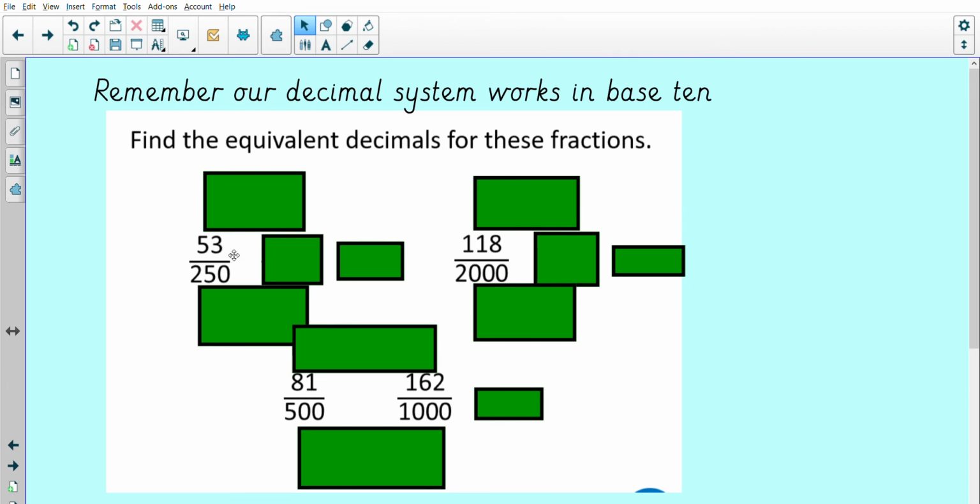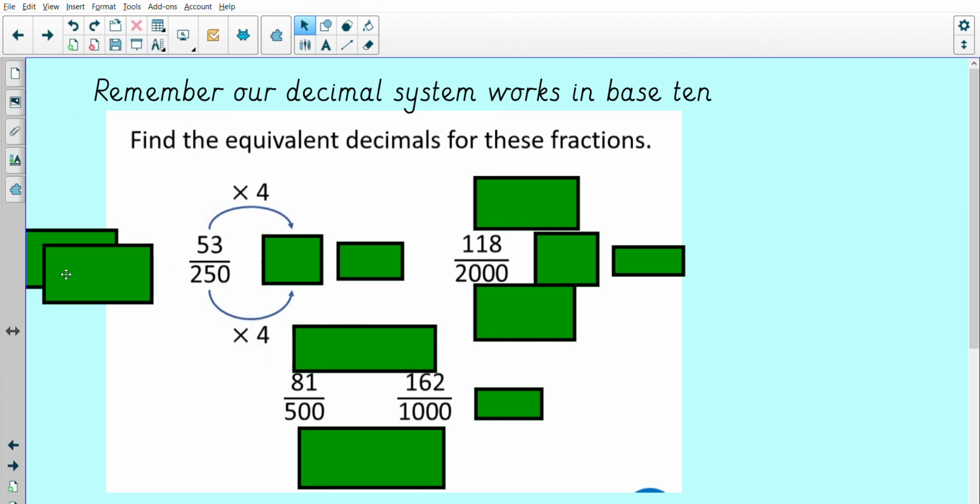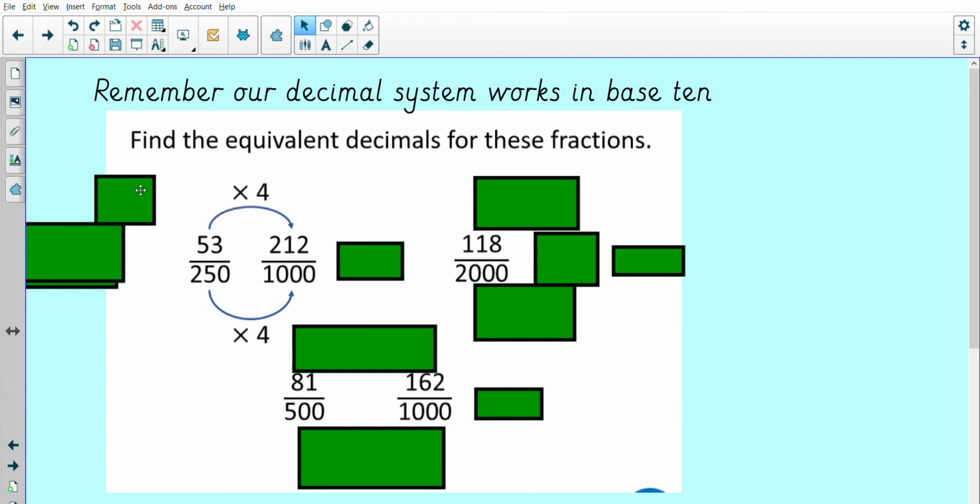So we don't work in 250s, we don't work in 2000s, we don't work in 500s. How does our system work? So, the first one, how can I get from 250 to a number that we work with? Well, I'm going to multiply by 4. 250 times 4, 53 times 4. If you haven't worked that out, work it out now, and then unpause when you're ready to hear, which equals 212 out of 1,000.